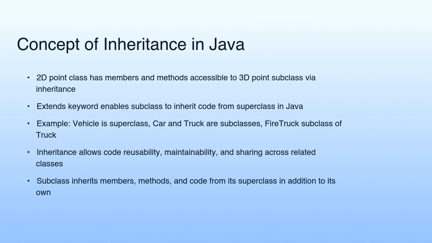Inheritance allows code reusability, maintainability, and sharing across related classes, such as vehicle as the superclass, with car and truck as subclasses, and firetruck as a subclass of truck.